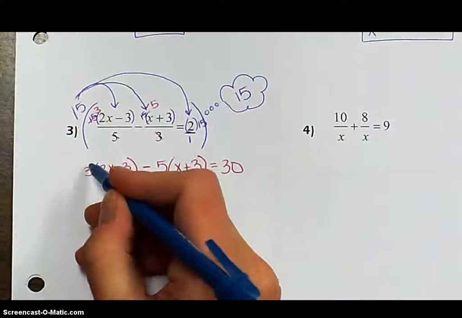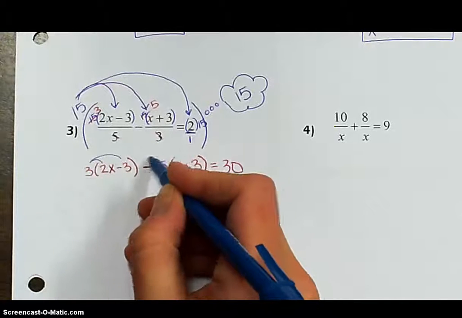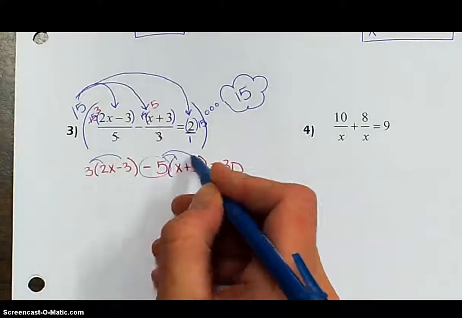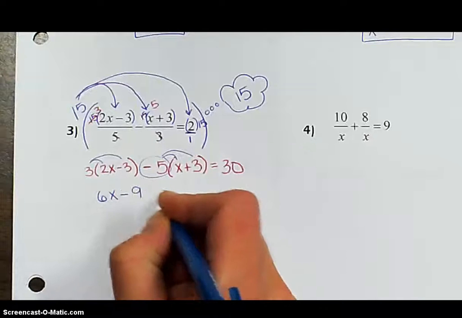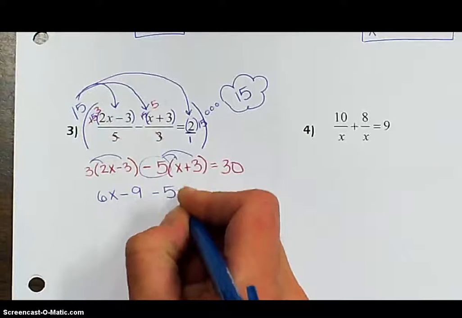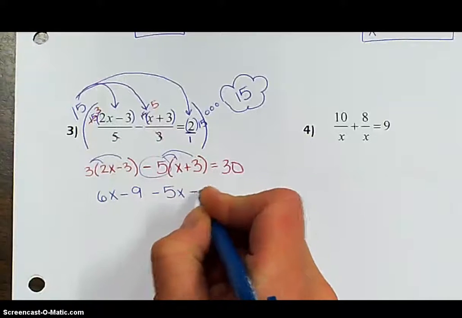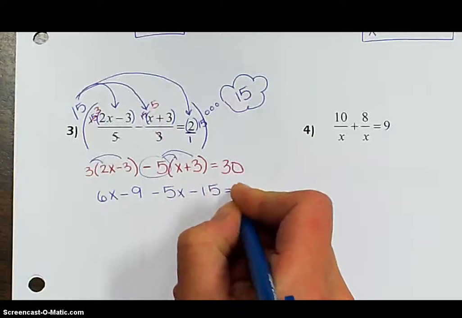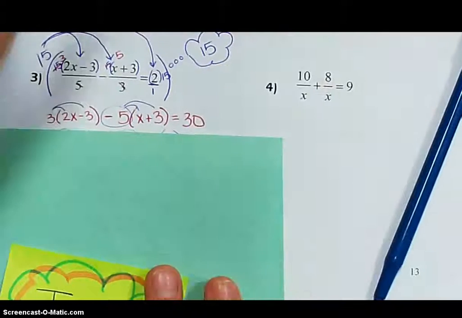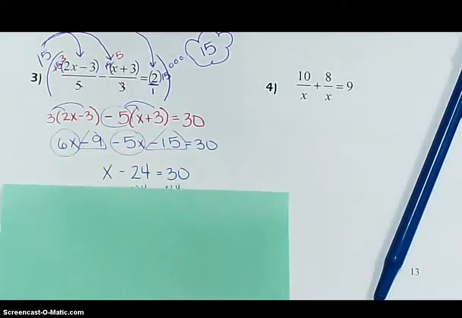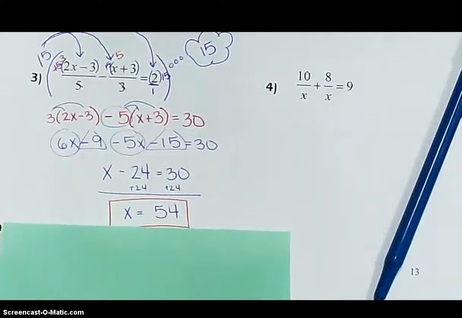All right, so we're going to have to distribute the 3, and then we're going to have to distribute the negative 5 into the parentheses, so that's going to give us 6x minus 9 minus 5x, negative 5 times positive 3, negative 15, equals 30. Go ahead, pause the video, and solve for x. All right, let's see how you did. Were you able to follow through and end up with x equals 54?